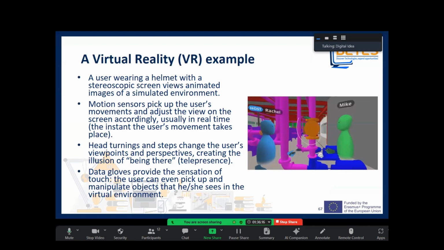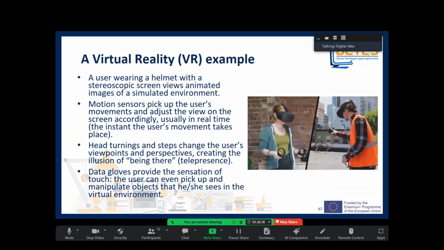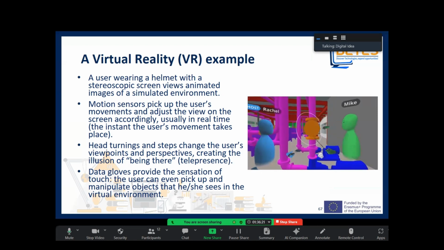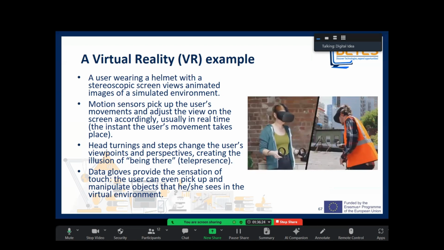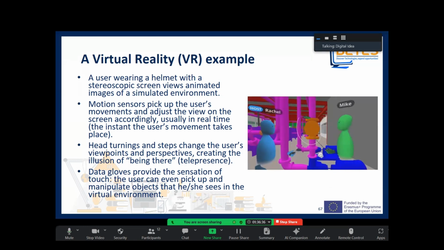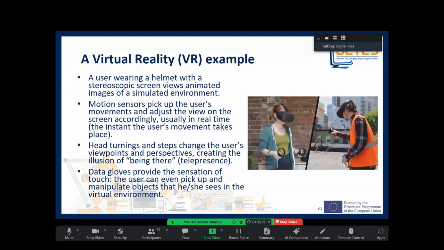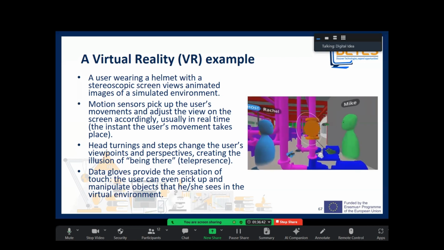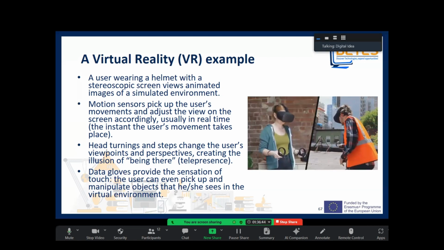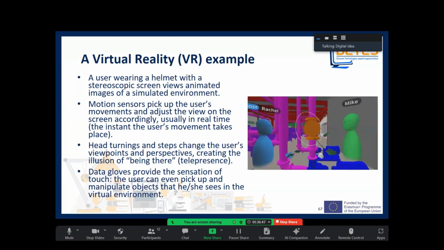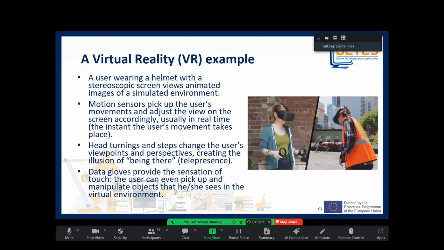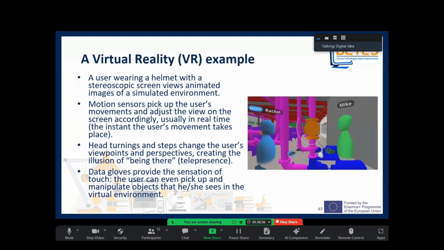A virtual reality example: a user wearing a helmet with a stereoscopic screen views animated images of a simulated environment. Motion sensors pick up the user's movements and adjust the view of the screen accordingly, usually in real time. The user turns the head or steps forward, backward, or anywhere, changing the perspectives and creating an illusion of being there. And data gloves provide the sensation of touch. The user can even pick up things.